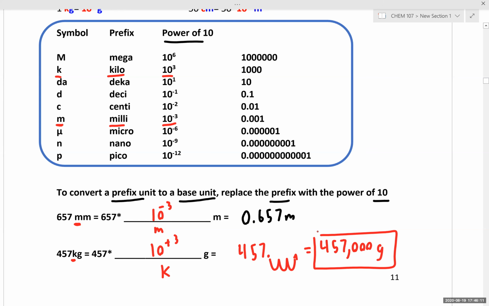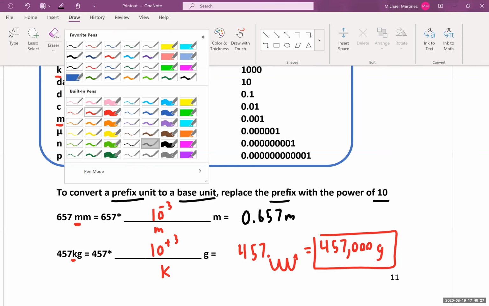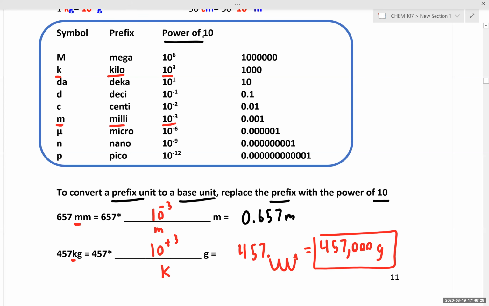So prefix to base unit conversions are really straightforward in the metric system. All you do is you replace your prefix with its corresponding power of 10. Any questions on this idea? Any questions on these metric prefixes?